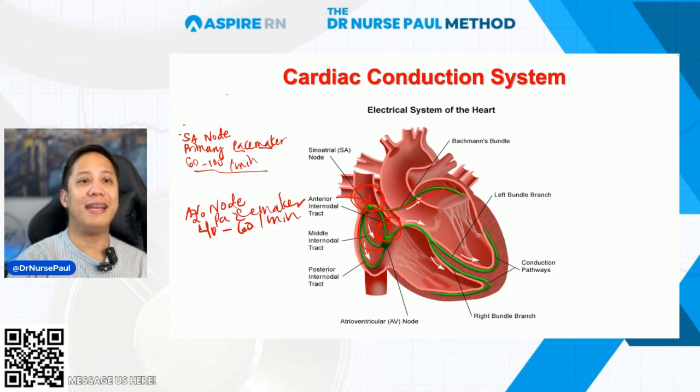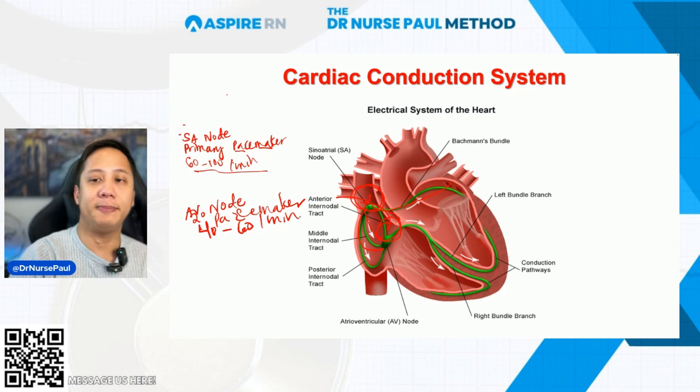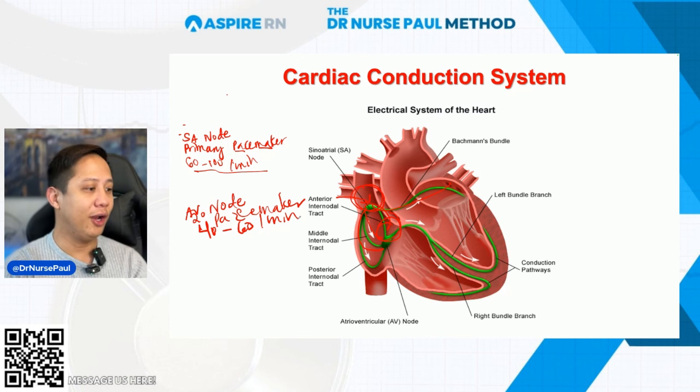How many can the AV node deliver in a minute? We're going to take a little slow pacing today so we can understand it better, okay? How many? Very good. 40 to 60. So if the SA node fails, the AV node delivers, right?